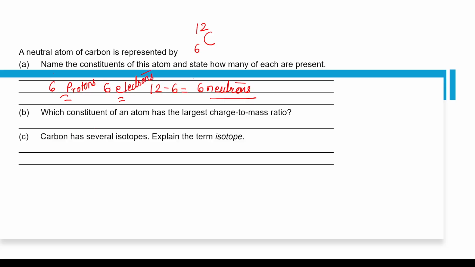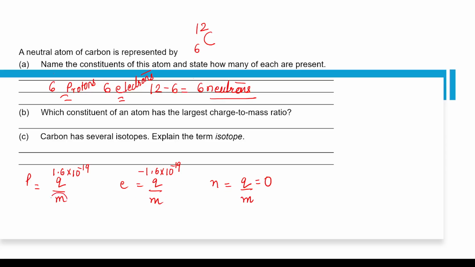Which constituent of an atom has the largest charge to mass ratio? Now, proton, charge to mass ratio; electron, charge to mass ratio; neutron, charge to mass ratio. Now it's asking which one has the largest charge to mass ratio. This one is 0. Neutron has no charge. Proton, the charge is 1.6 × 10^-19, and this is -1.6 × 10^-19. So minus just shows it is negative charge. This doesn't mean it is smaller than 0.